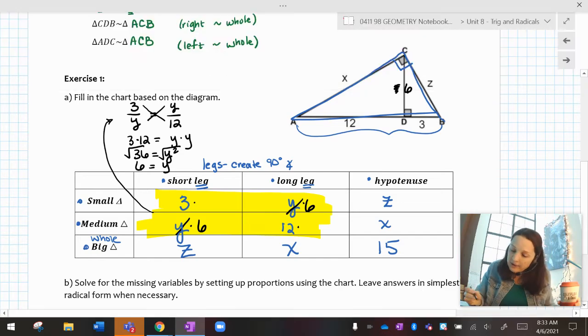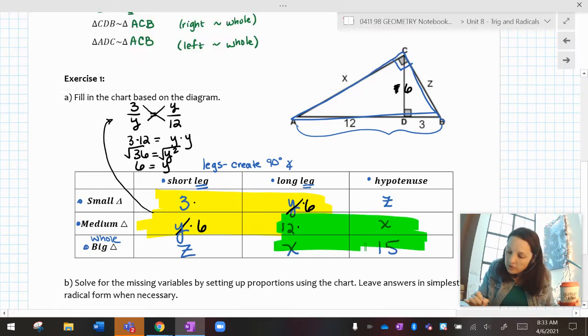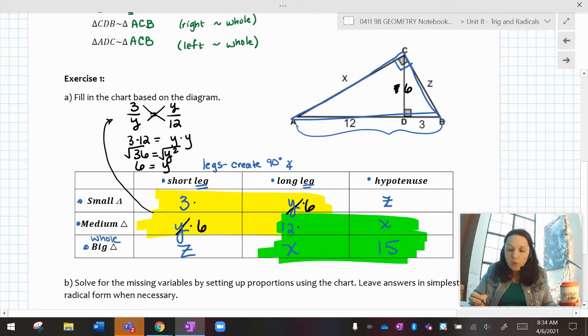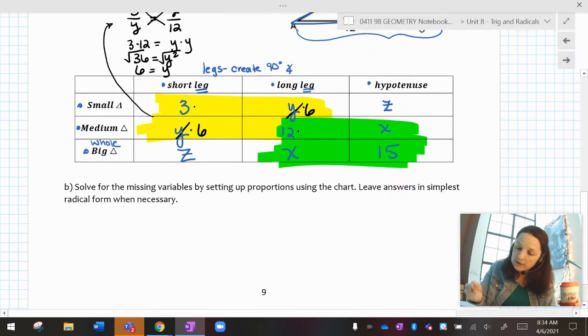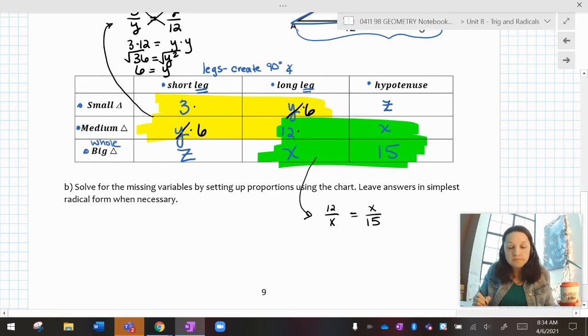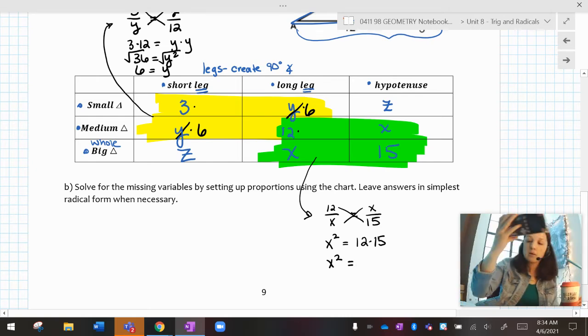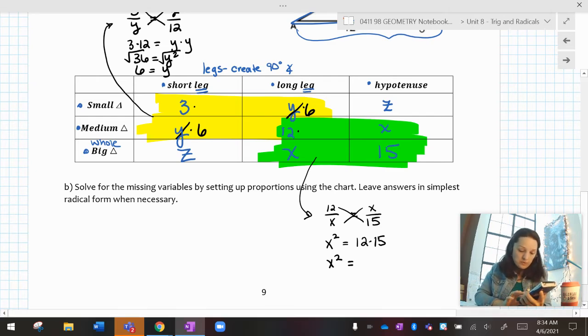And if I look over here at x, I'm realizing that I have another box down here of 12, x, x, and 15. Oh, that works out kind of nicely. So let's make a proportion out of that. 12 over x equals x over 15. x squared equals 12 times 15. Okay, so that's going to be x squared equals, let's pull a calculator out here. I'm going to grab mine. So 12 times 15 is 180. And then I'm going to square root both sides. So x is the square root of 180.